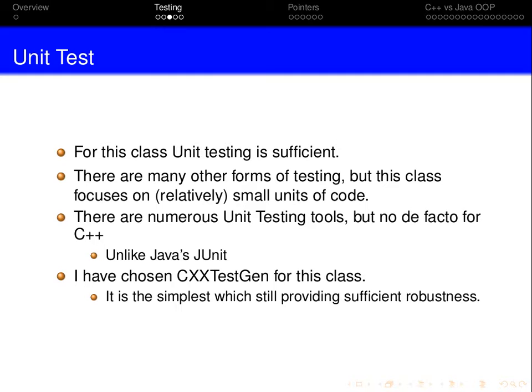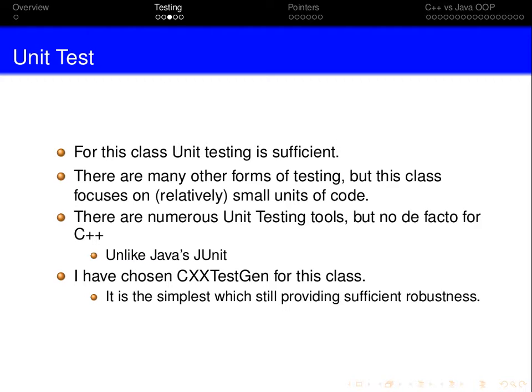All right, unit testing is sufficient. Did y'all do JUnit in Java? All right. So there's many forms of testing, but we're going to just stick with unit testing here because it's the most simplistic and it's basically all we're going to need for the assignments we're doing in this class. There are numerous unit testing tools, but no de facto standard for C++, which is quite unfortunate.